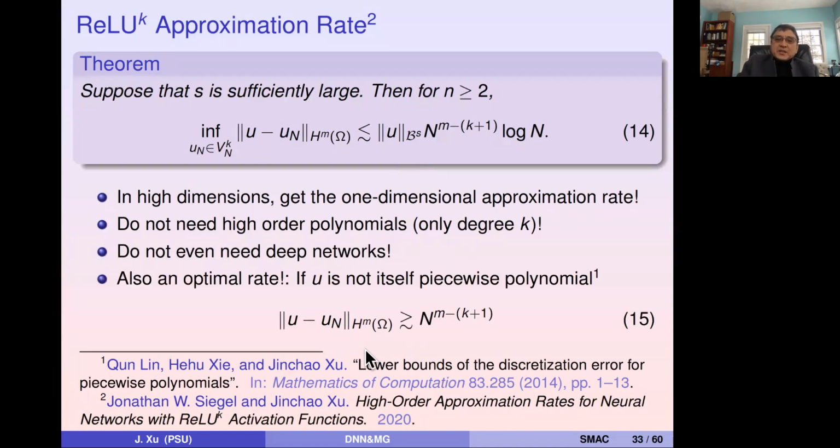You cannot do better. If you look at this 15 here, and of course 14 and 15 differ by a logarithm, we can prove the lower bound based on some work I did a few years ago on polynomial approximation. This is reference number 1 here. You can prove the lower bound. So if you use ReLU to the power k, you can get the optimal rate of convergence, and somehow the rate of convergence is independent of d.